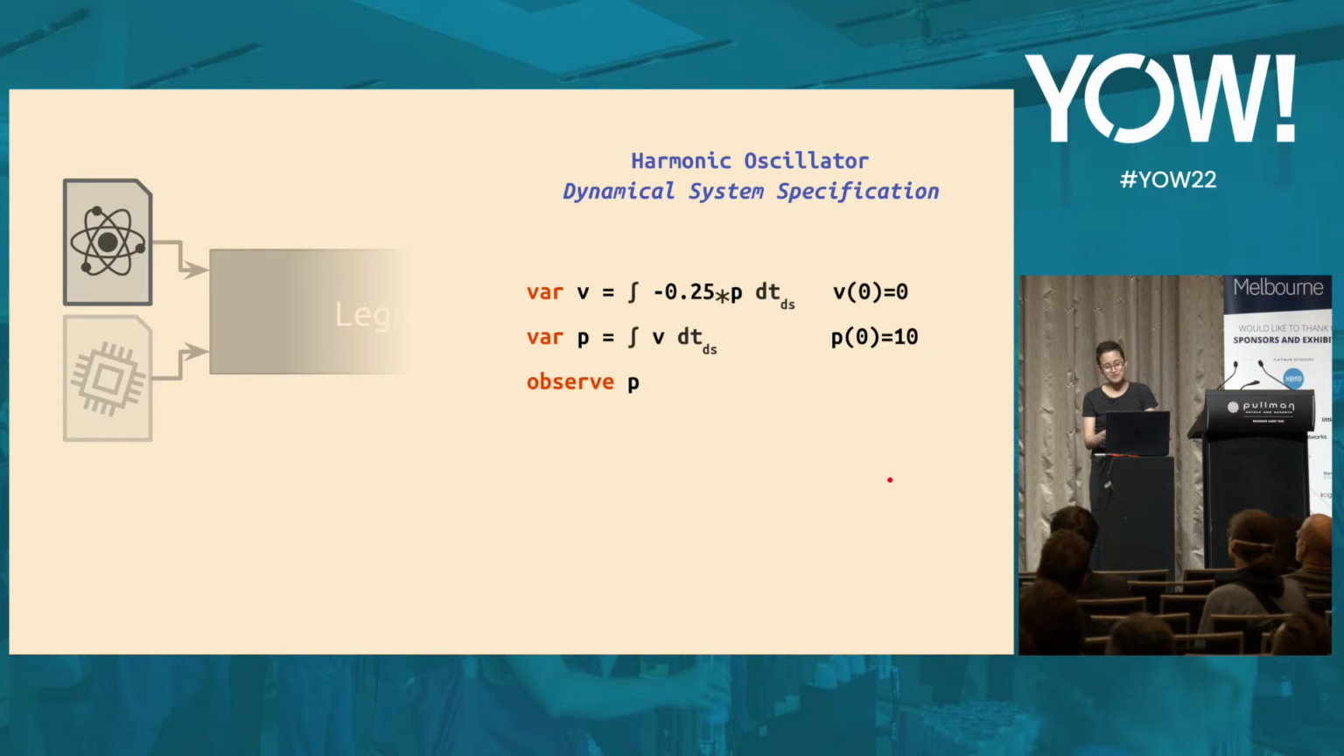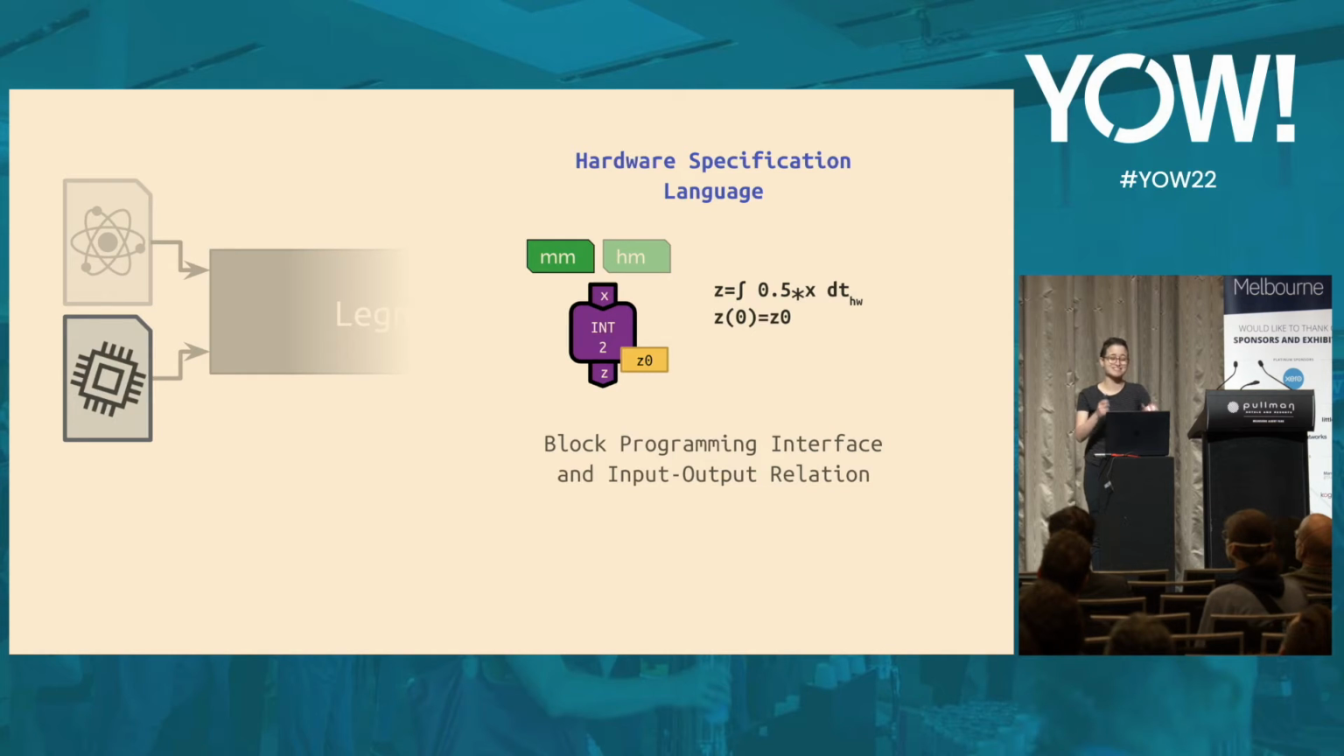So the compiler, of course, works with the specification of the dynamical system. Here's the specification of the harmonic oscillator dynamical system. Should look very familiar. As you can see, there are two equations that describe the velocity and position dynamics. There's the initial condition over here. And we have this observe P statement, which tells the compiler, hey, make sure that we can measure the position P of our harmonic oscillator. Okay, so that's a dynamical system.